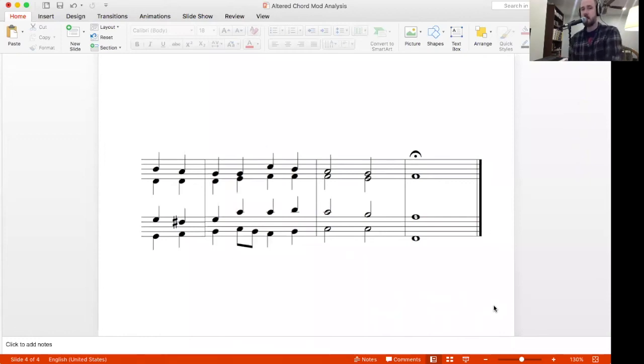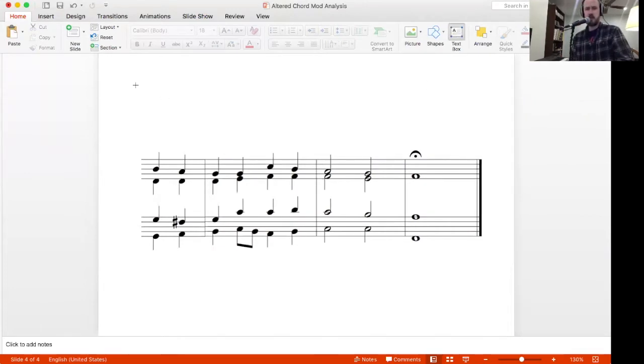All right, let's crack the code of this final phrase here. We just had a nice authentic cadence in G minor, so we're starting in G minor. Let's see what this phrase holds. So we get home. We don't even need to do too much thinking about this because we've got our beautiful double bar line here.